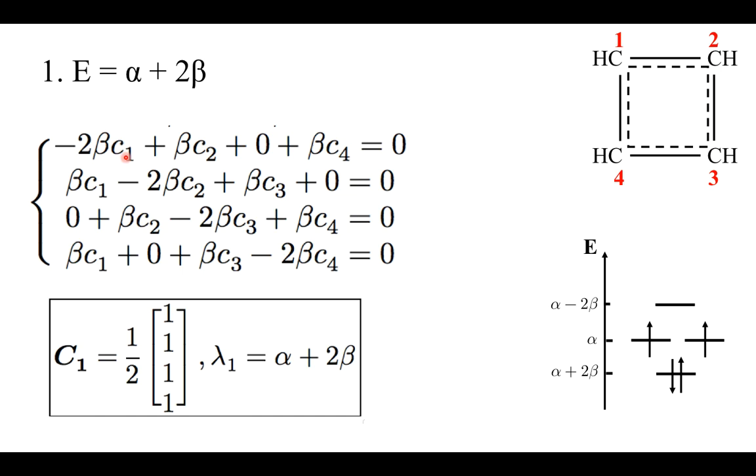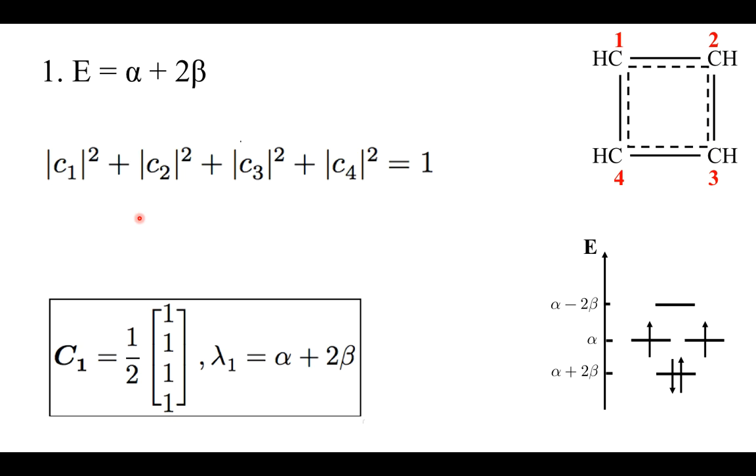The reason we have this 1/2 is because we always assume that the wave function, or our vector, is normalized. This means that C1 squared plus C2 squared plus C3 squared plus C4 squared is equal to 1. Technically, it is the absolute value, because C1, C2, C3, and C4 can be complex numbers, but here we just have real numbers. If you plug in 1/2 in this equation, we get 1/4, 1/4, 1/4, and 1/4, and it gives us 1, which means that our vector is normalized. This procedure is exactly the same for all non-degenerate energy levels.